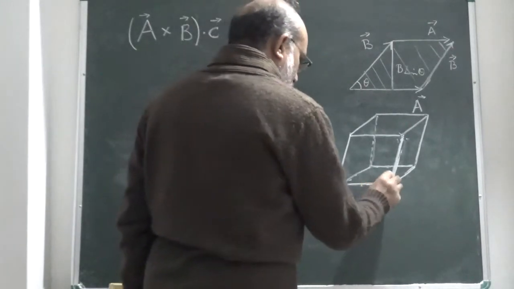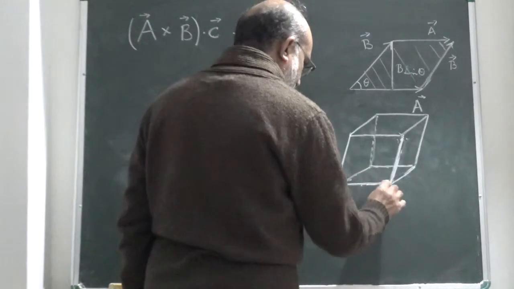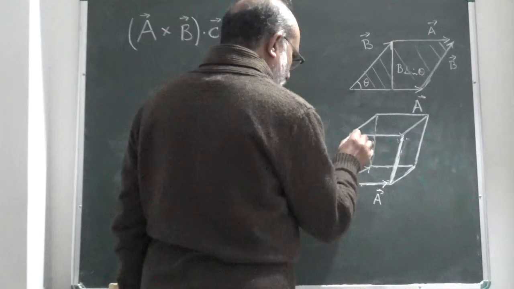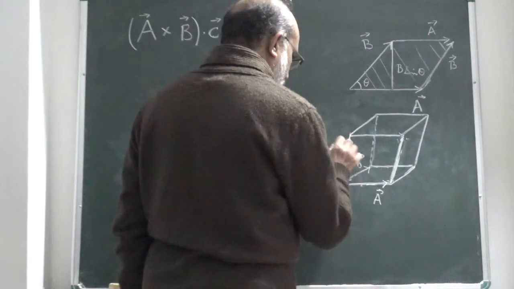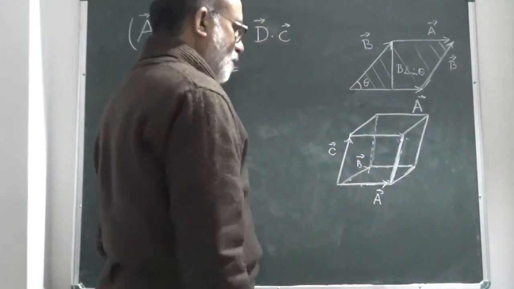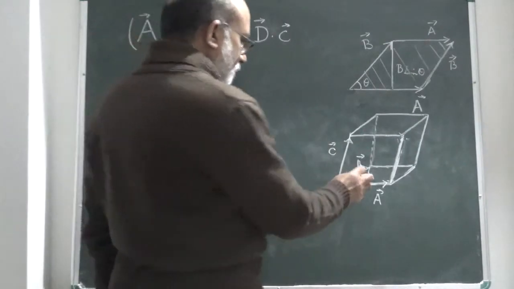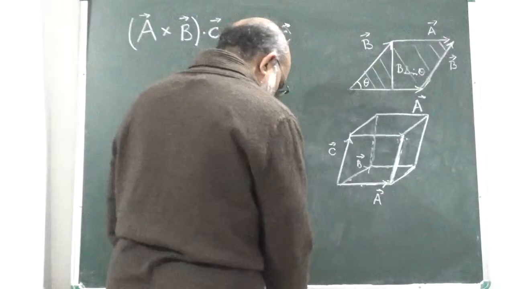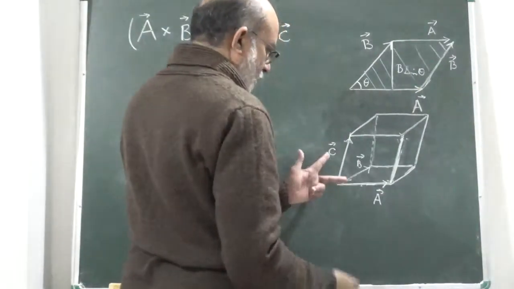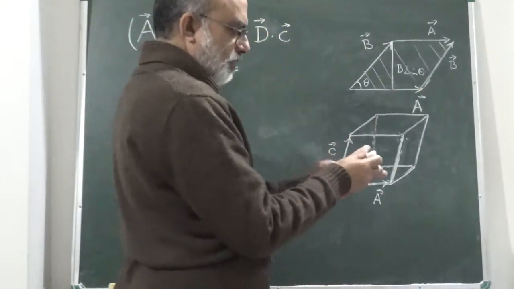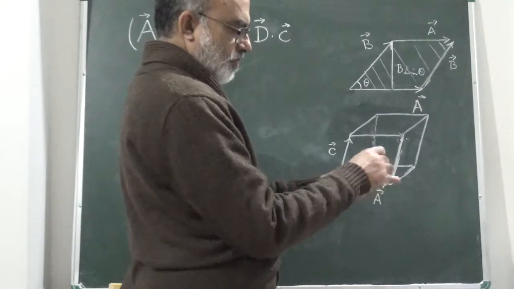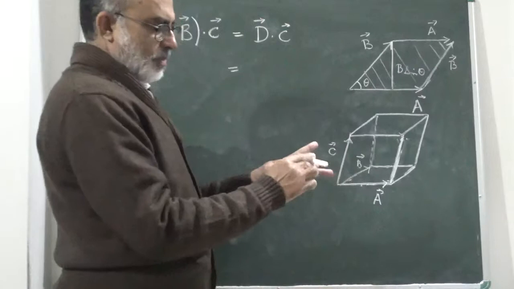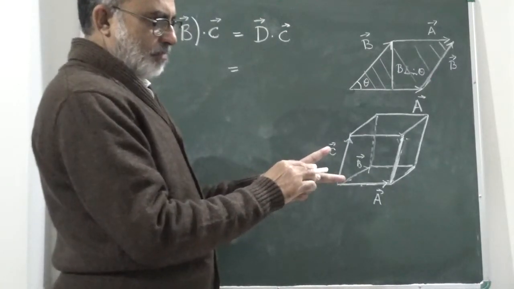Suppose this is your vector A, and this is your vector B, and this is your vector C. So A cross B will be along D. This is A, this is B and this is C, three vectors.